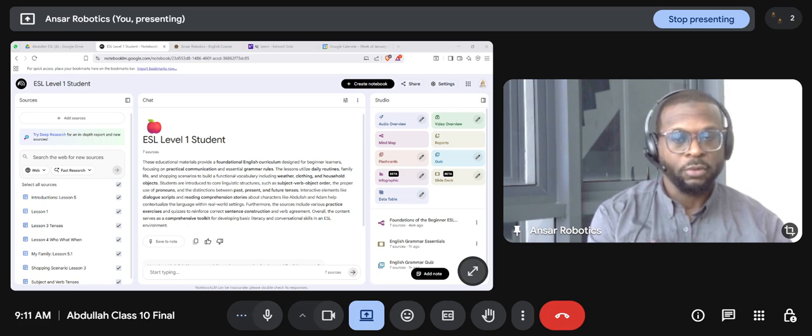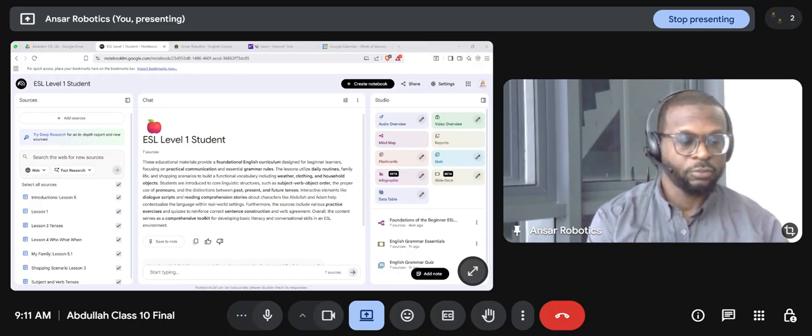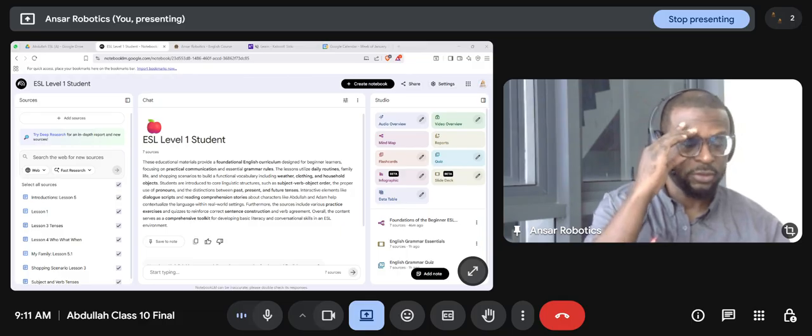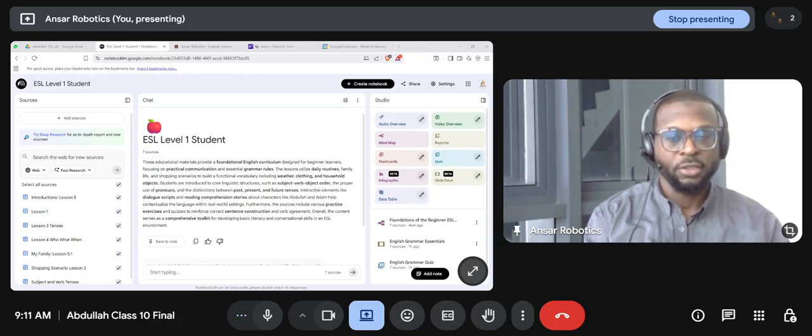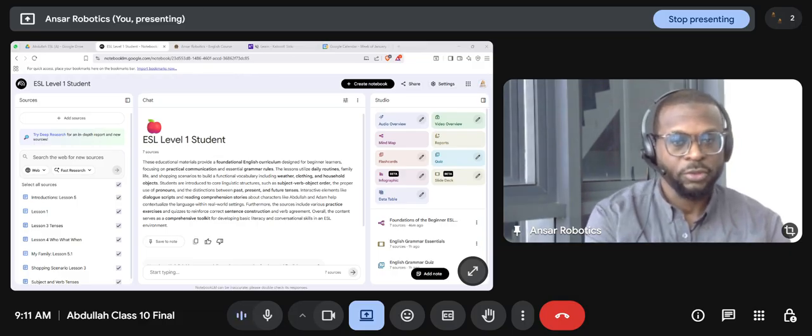Right, so I'm going to do a basic demo of what some of my ESL level 1 students have accomplished. This particular student is definitely level 1, struggles with making basic sentences, and sometimes combines the tenses. So this is the overview of what I've done.